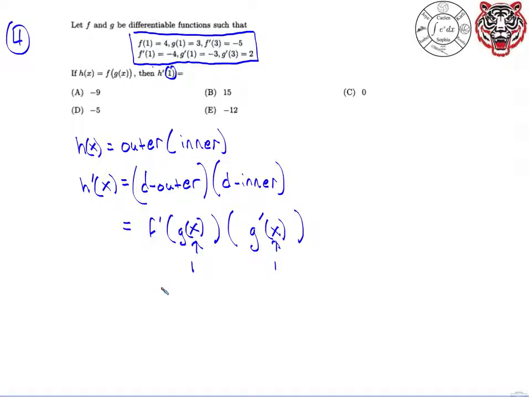So what is f prime of g of 1? What is g of 1? 3. G of 1 is 3. Perfect. And then what is g prime of 1? -3. All right, what's f prime of 3? Negative 5. -5 times -3. Our final answer is 15. There it is. Questions on number 4?